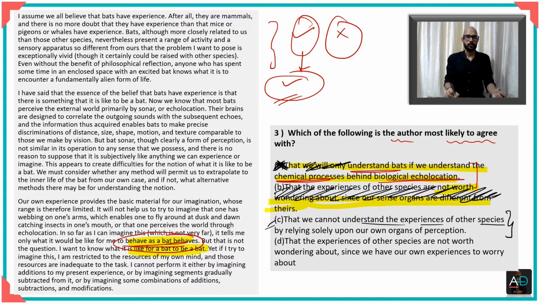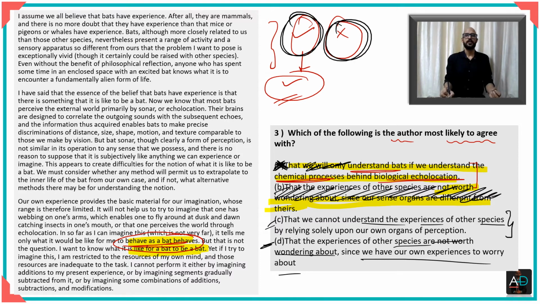Let me go to the next option, option D. It says that the experiences of other species are not worth wondering about since we have our own experiences to worry about. You see, like I said, whether something is worth it or not worth it, and whether we have to worry about our experiences, is not something that has been discussed in the passage. Never take a point that has not been spoken of in the passage. Okay, so you've been able to eliminate 3 options, and then that gives us our answer as the option C.